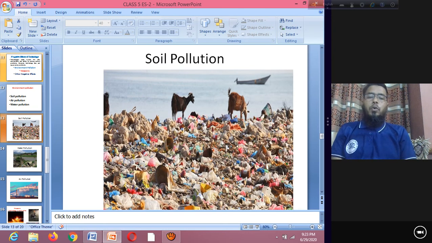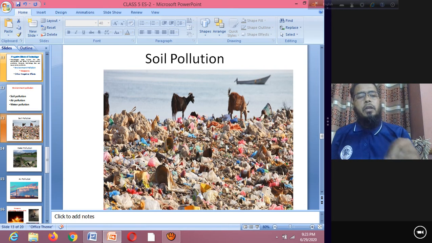This picture shows garbage thrown in a corner or near water, and our soil is being polluted. You can see lots of waste. Our domestic wastes are here, and this picture is not only in a town, but all over the cities of Bangladesh and great cities of the world. Our soil is being polluted in this manner. So soil pollution is a great problem.